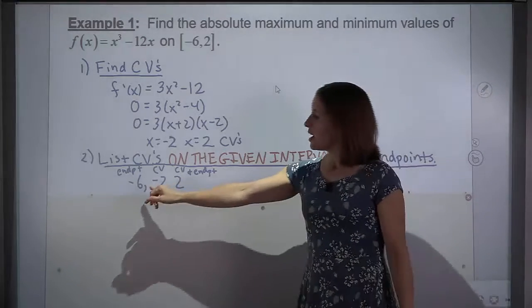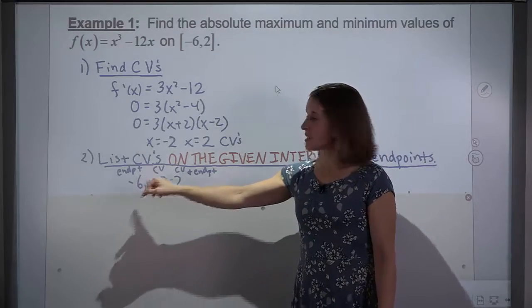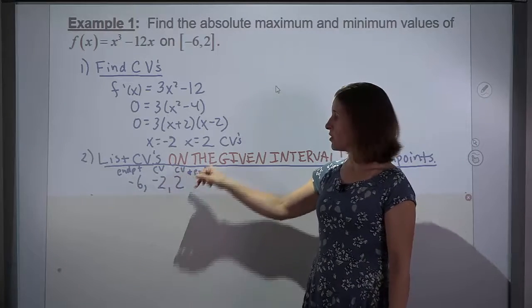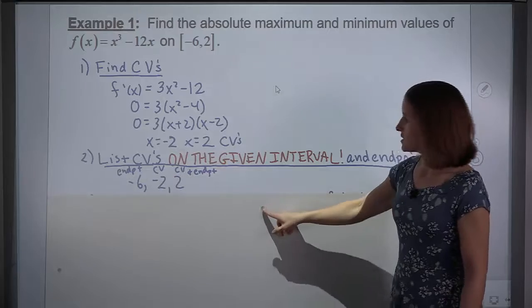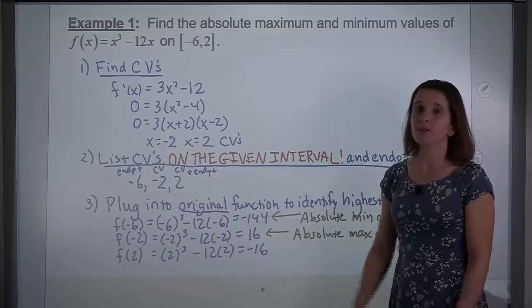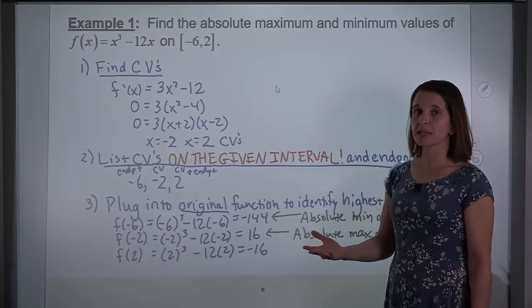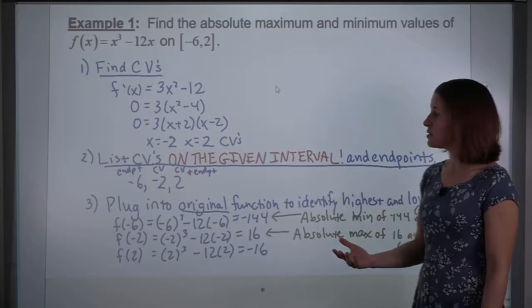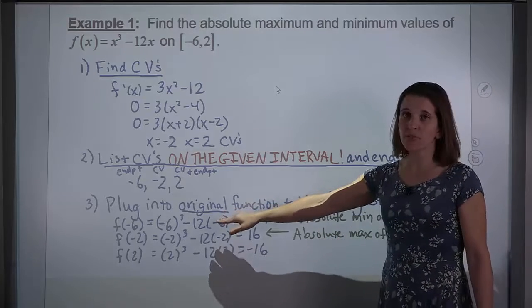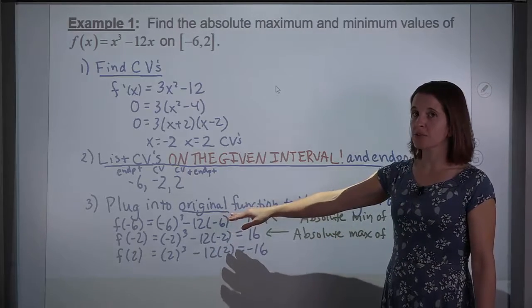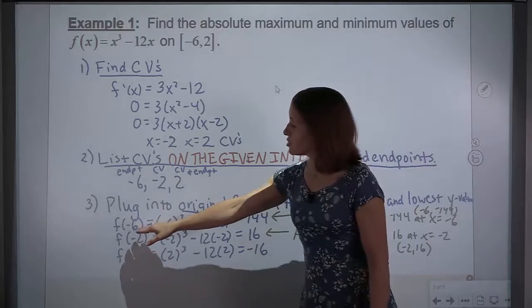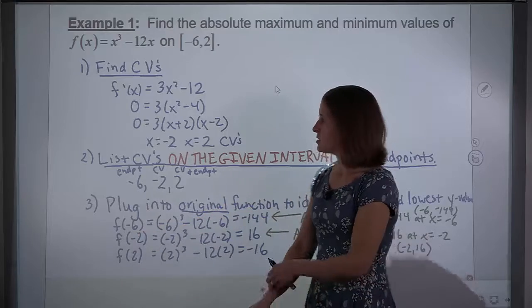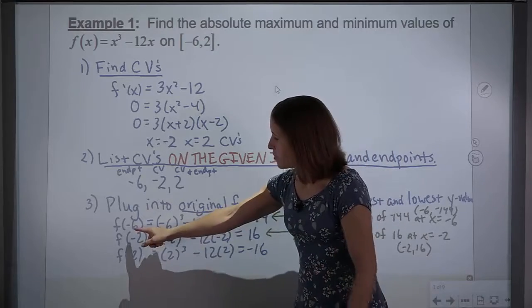It doesn't matter though. So my first endpoint is -6, then -2 was in between my interval, and then 2 happened to be both a critical value and an endpoint. Then, lastly, I'm going to plug those 3 possible places where I could have an absolute max or an absolute min into the original function, because that's how I get y values, and literally see which is the highest and which is the lowest.